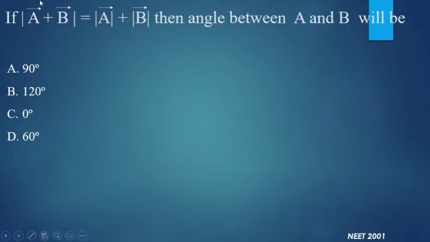In this first problem, it is given that mod of vector A plus vector B equal to mod of vector A plus mod of vector B. Then the angle between A and B will be. There are four different options given. Let us see all the four different options.